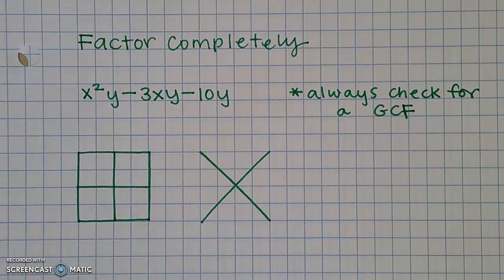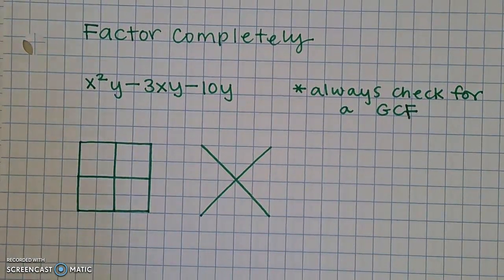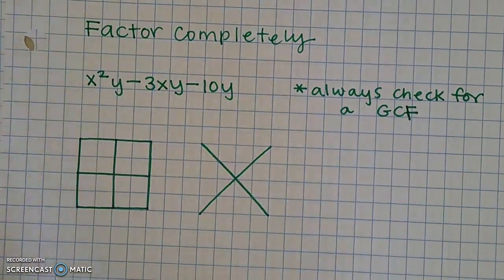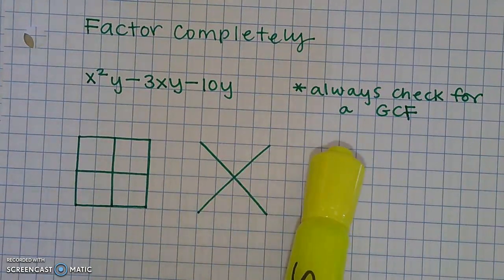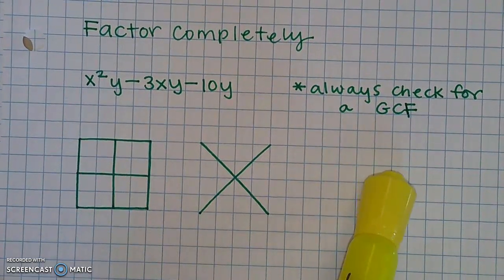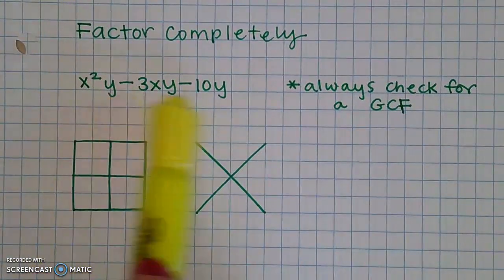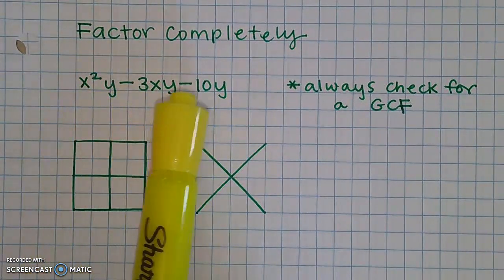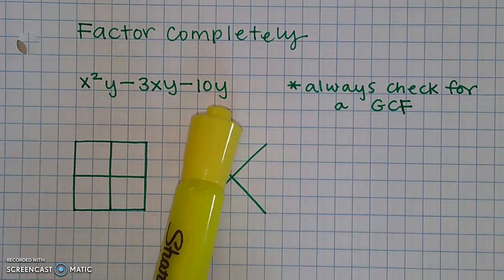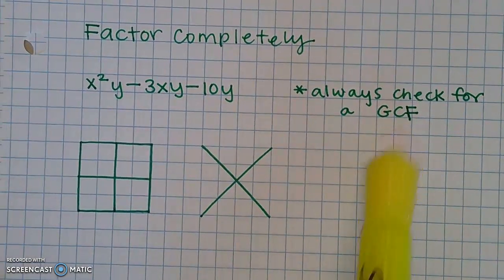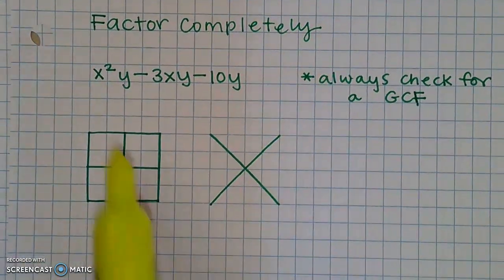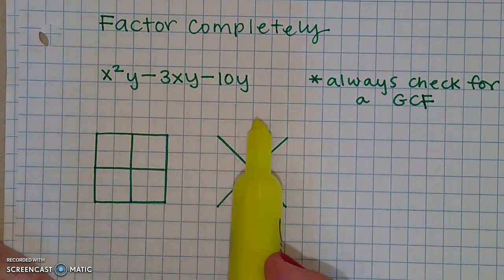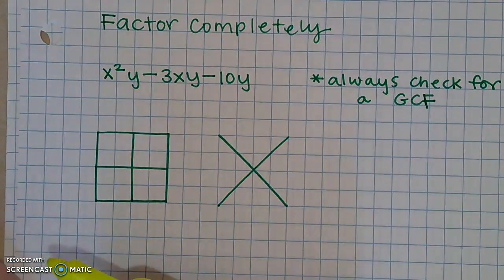All right, in this lesson we're going to learn how to factor completely. When we're factoring completely, we actually want to start with the first step of always checking for a greatest common factor. So with the first example, x squared y minus 3xy minus 10y, we want to see if there is a greatest common factor, or a GCF. So what do each of these three terms have in common?